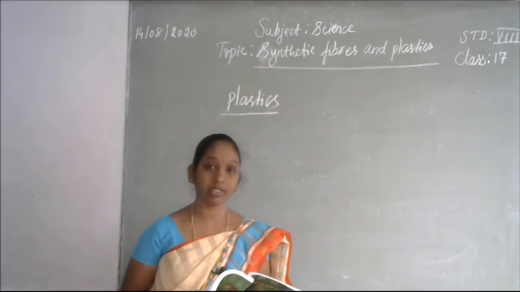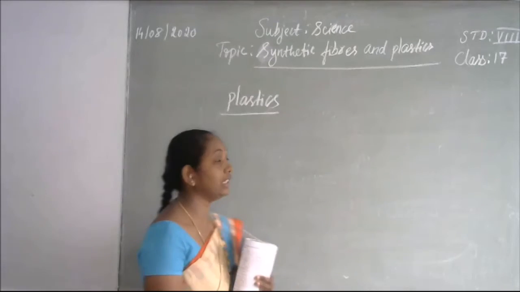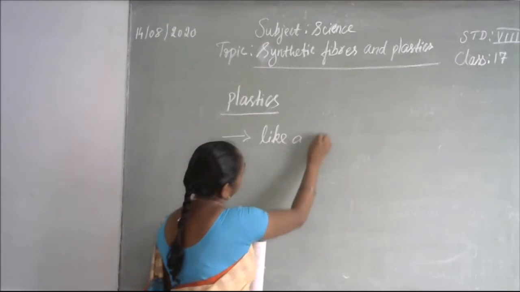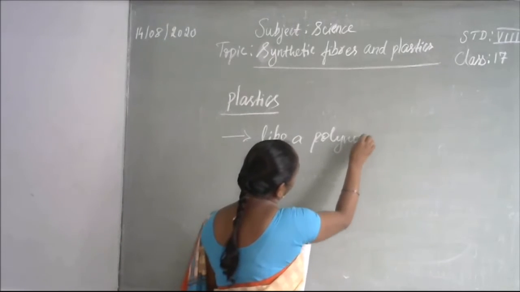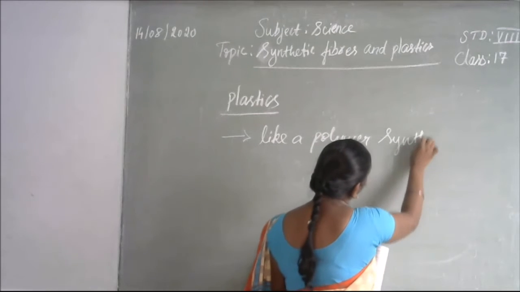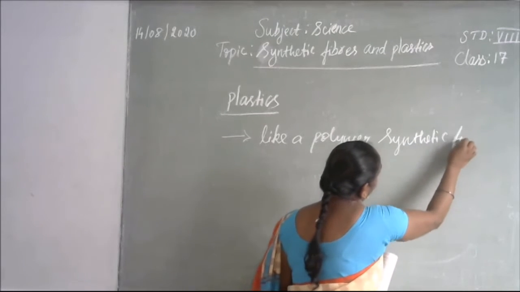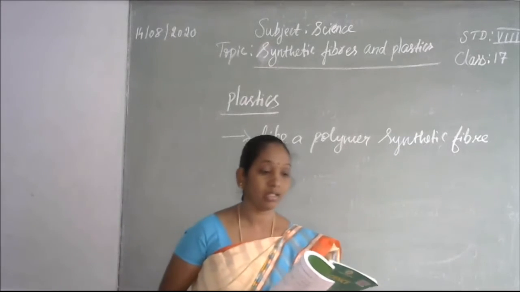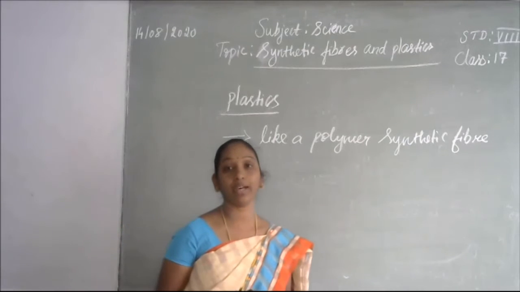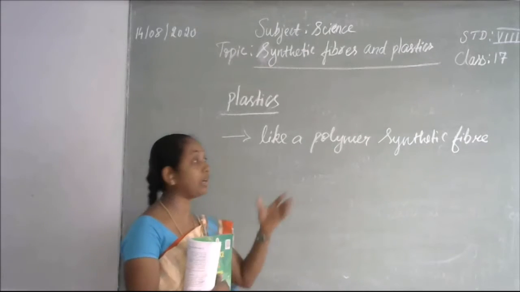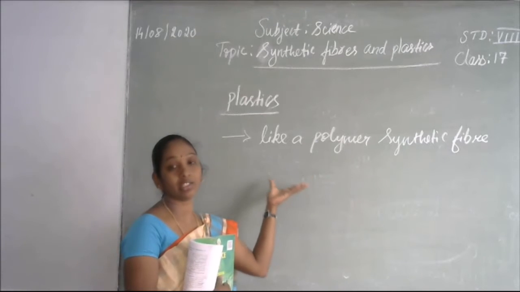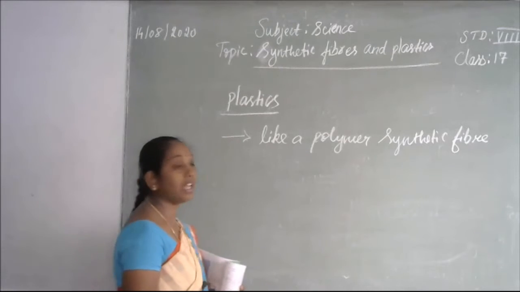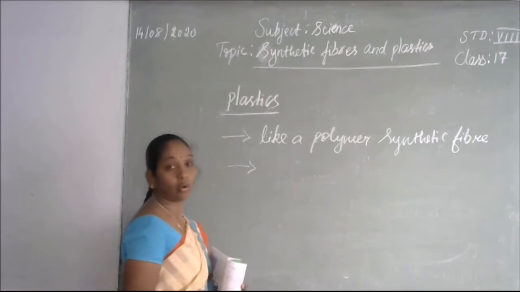Take out your textbook, page number 36. Plastics are also synthetic fibers, like a polymer. All plastics do not have the same type of arrangement. As I told you before, polymers are made of small units, and the small units combine to make one polymer. So that kind of polymer arrangement will not be the same in all plastics.